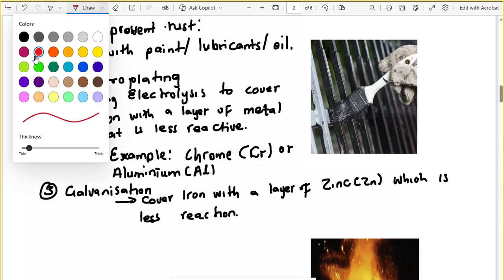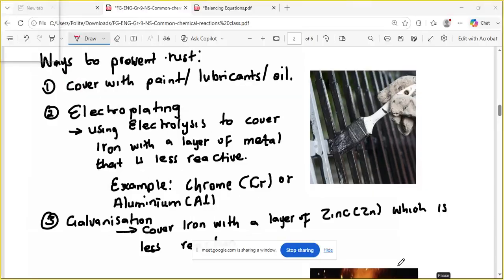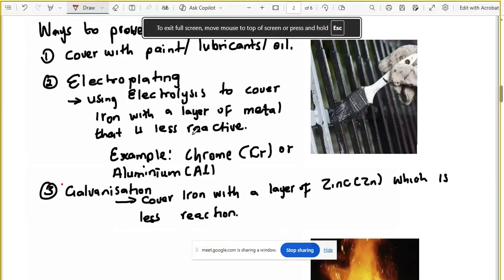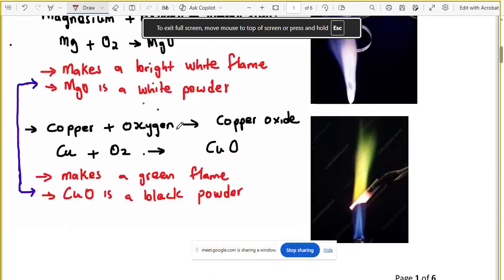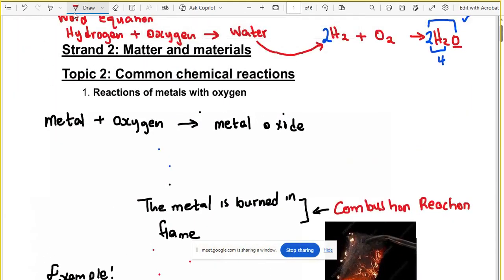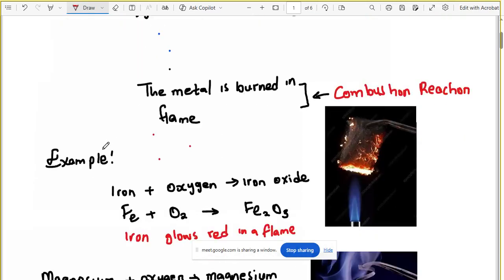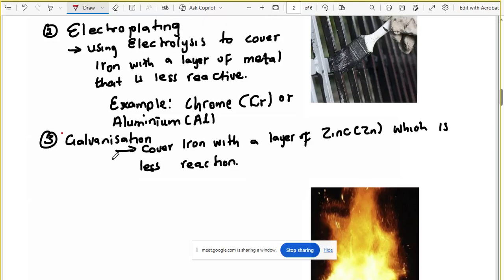Can we move now? Yes. Okay. Don't worry, you can review the notes when we're done. When you receive the notes, you can definitely review them, okay? So now, let's look at the next part. If you can read here, it says number 1. All this that we're doing was the reaction of metals with oxygen, okay? So now, what about the reaction of non-metals with oxygen?